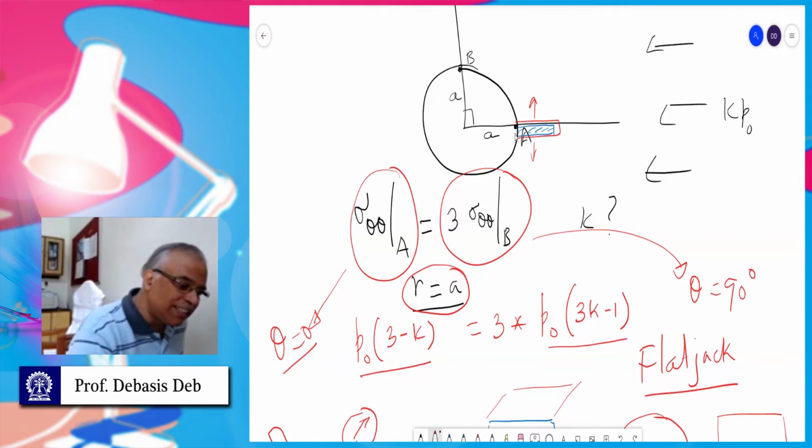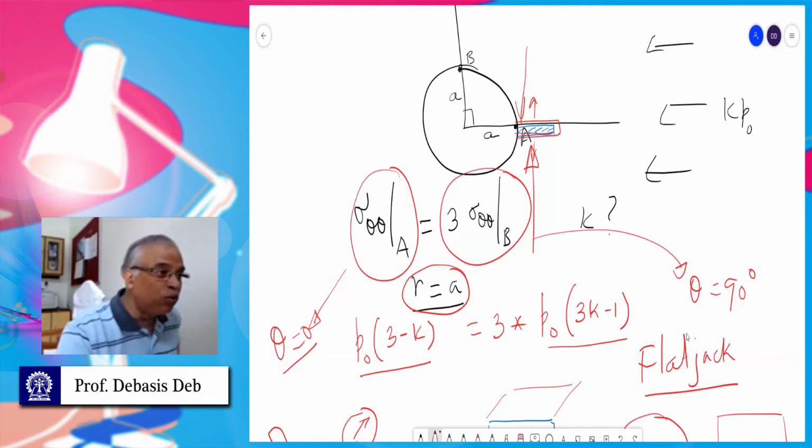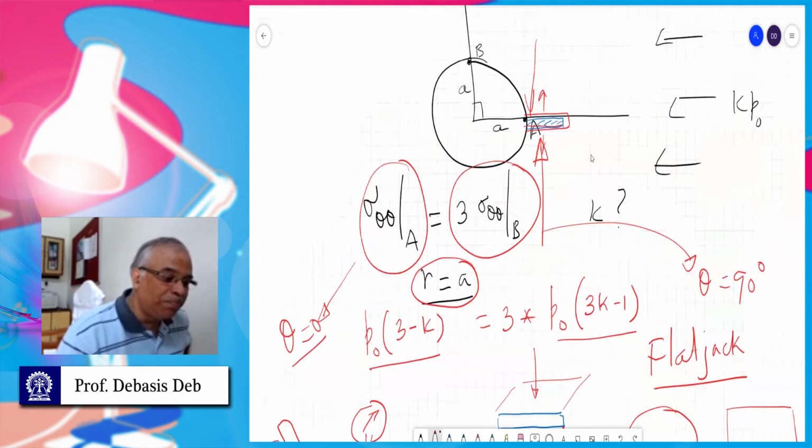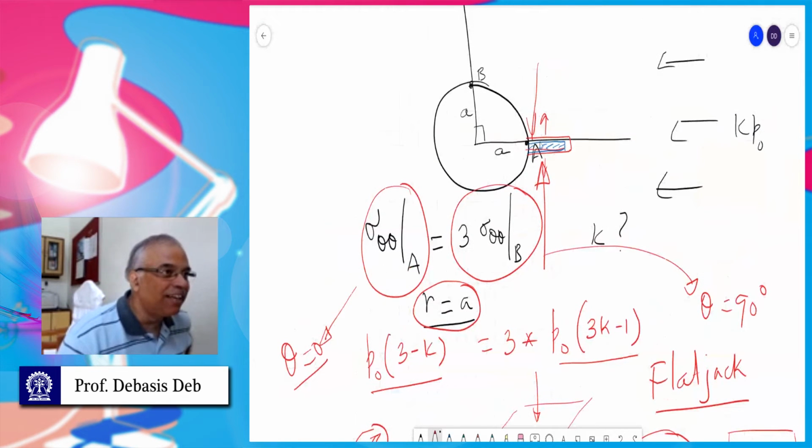Now since it is in this direction, we are measuring the stress in this direction. It's always normal to the plate. Remember that. We are always measuring normal to the plate. So when we are inserting the plate like this here, we are measuring this stress. So this basically becomes our sigma theta theta.